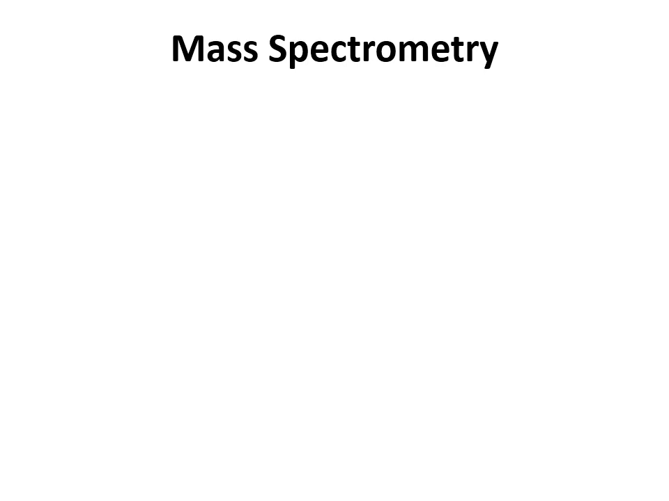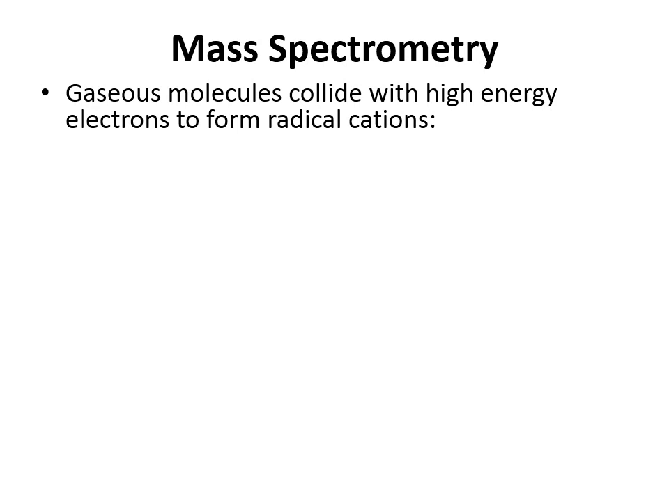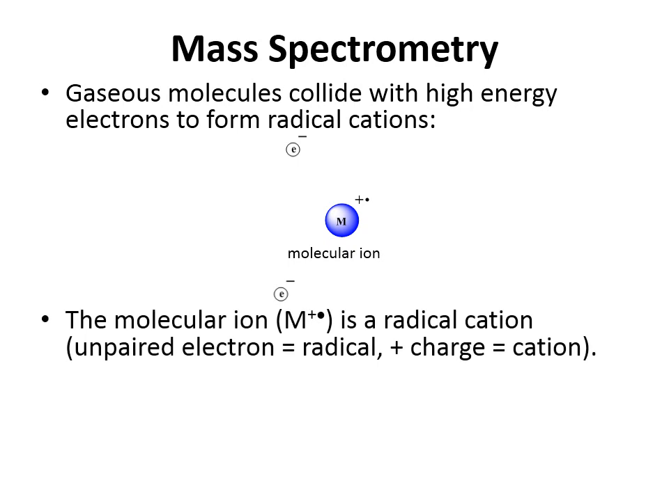If our substance isn't already a gas, in order to analyze it by mass spectrometry, we must first convert under very high vacuum the solid or liquid substance into gaseous molecules. These gaseous molecules then collide with high energy electrons to form radical cations. The molecular ion M+ dot is a radical cation. The unpaired electron makes it a radical, the plus charge makes it a cation.